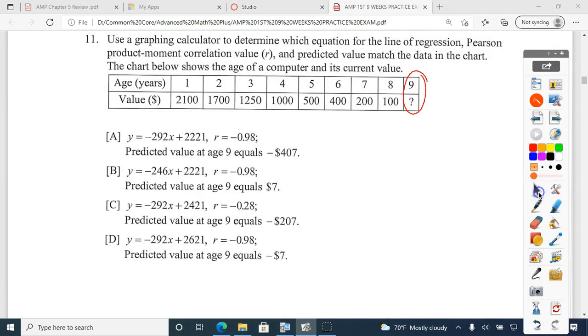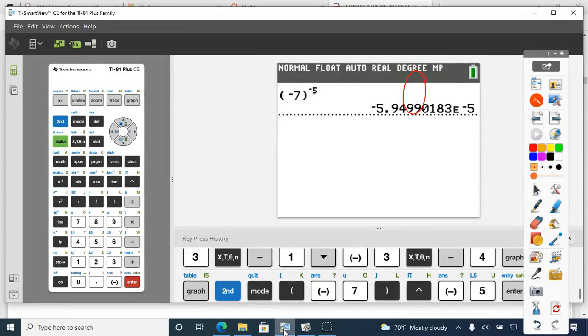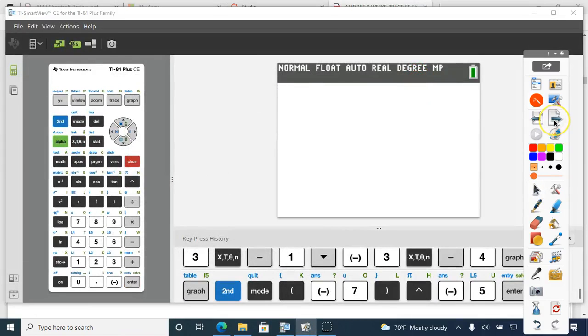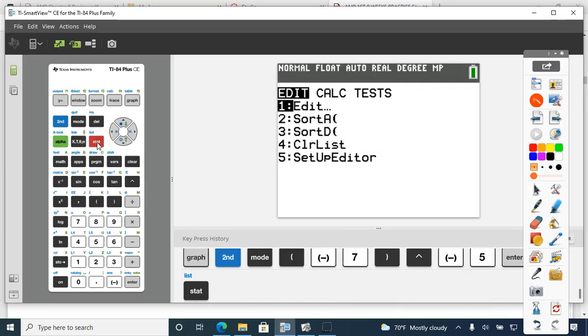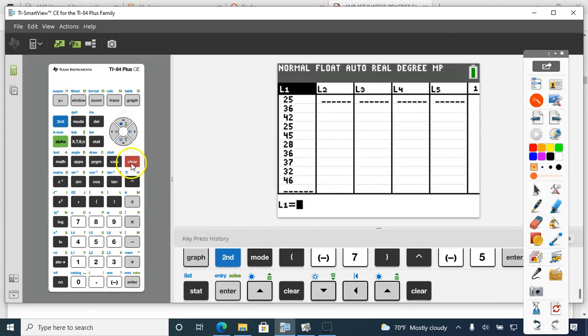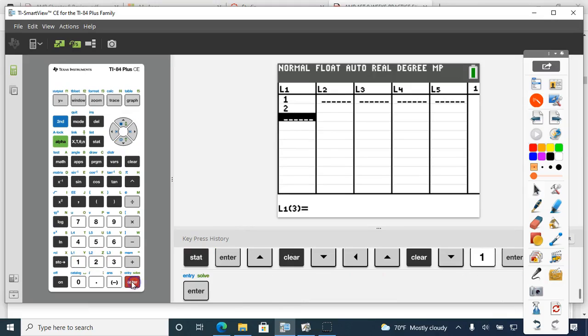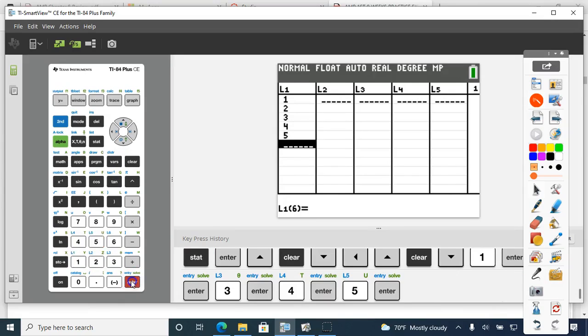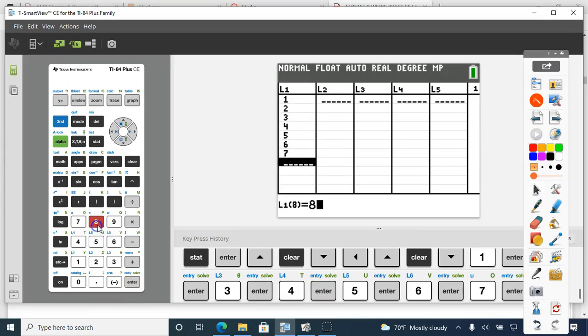Go to stat. Stat, edit, and L1 is the first column, or first row, and L2 is the second row. So L1 is the age. They went from 1 to 8. So 1, 2, 3, 4, 5, 6, 7, and 8.